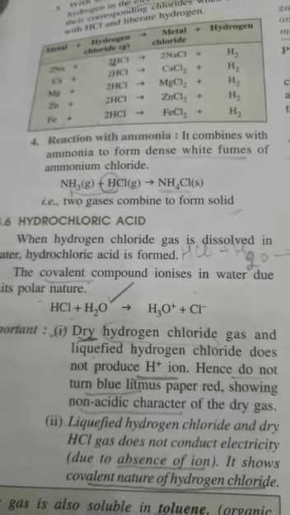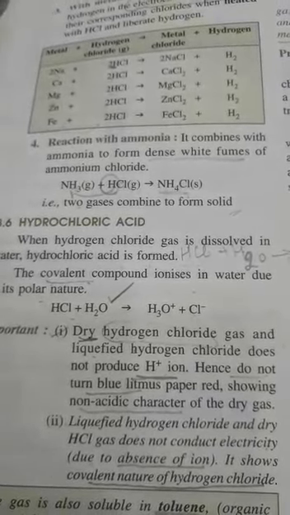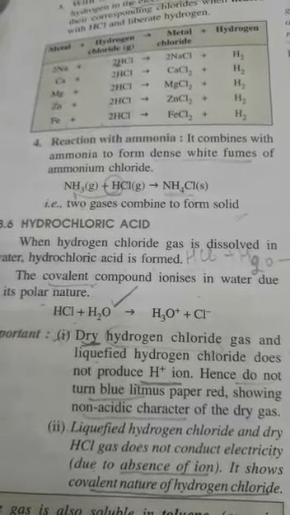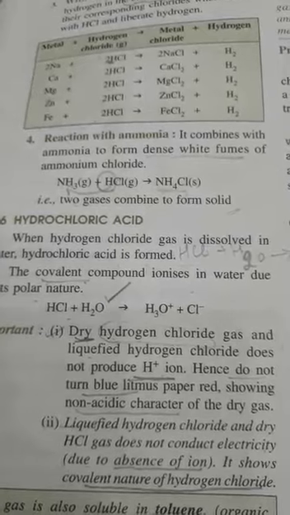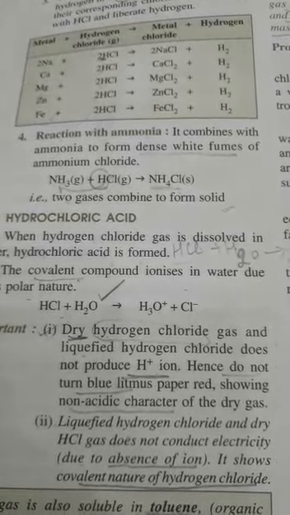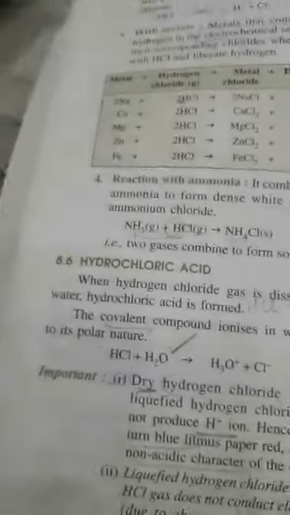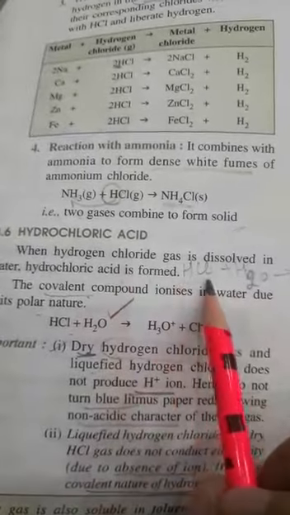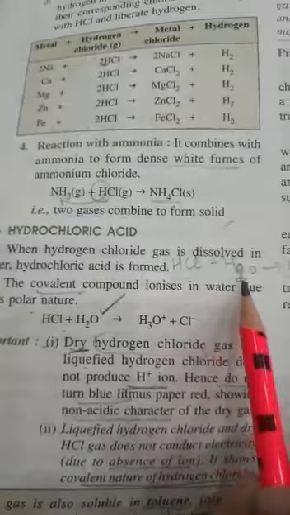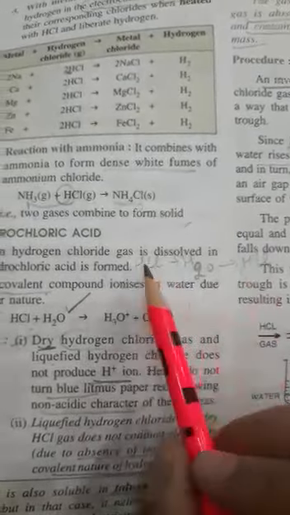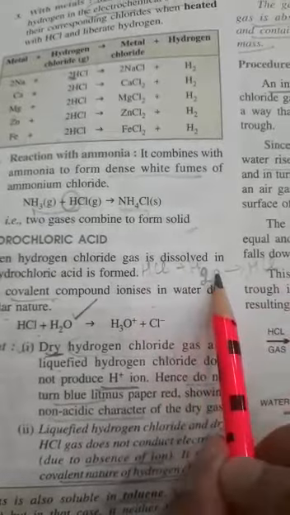Good morning, students. In our previous videos, we have already discussed the general preparation, lab preparation, and physical and chemical properties of hydrogen chloride gas. Now we are going to start hydrochloric acid. We know that when hydrogen chloride gas dissolves in water, it forms hydrochloric acid.